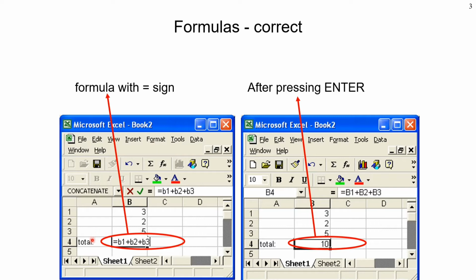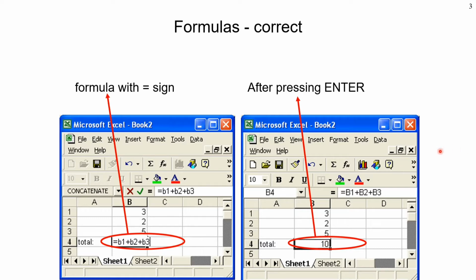Then sa ating A4 na cell address, nakalagay yung word na total. So, before natin i-press yung enter, we write equal sign. So, naging B1 plus B2 plus B3. So, when you press enter, notice na it adds up the cell address na binigay natin. Yung nilagay natin na formula, inadd niya yung total nung mga yon. So, that's now 3 plus 2 is 5 plus 5, then the sum or the total is equal to 10.